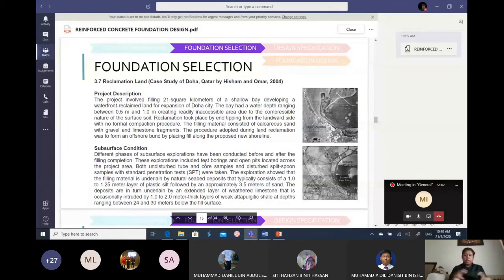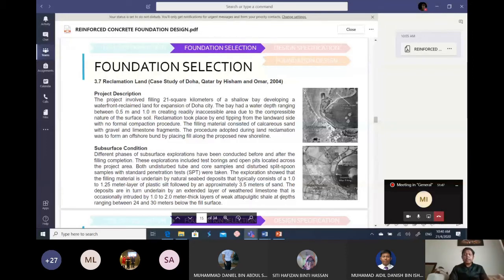So this is the same process that we have to know. Okay, so the exploration shows that the filling material is underlined by natural seabed deposit that typically consisted of 1 to 1.25 meter layer of plastic silt, followed by an approximately 3.5 meter of sand. The deposit are in turn underlined by an extended layer of weathered limestone that is occasionally intruded by 1 to 2 meter thick layer of weak topographic shell.